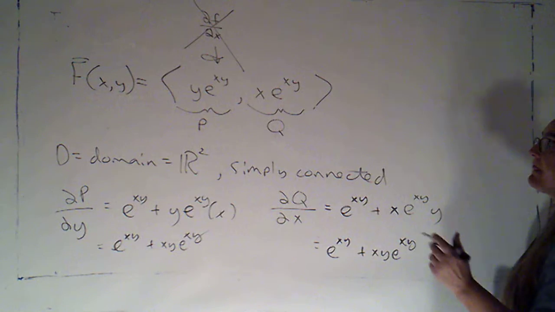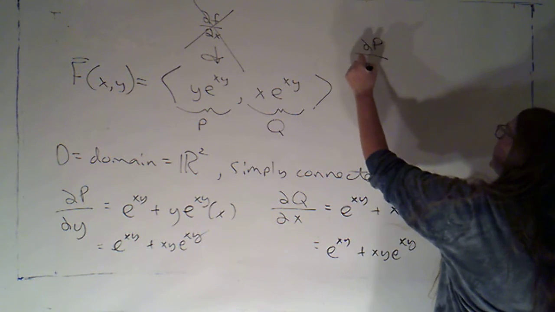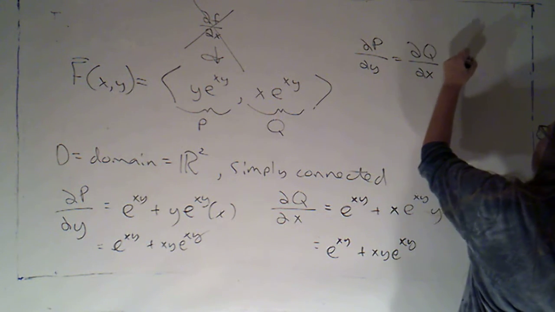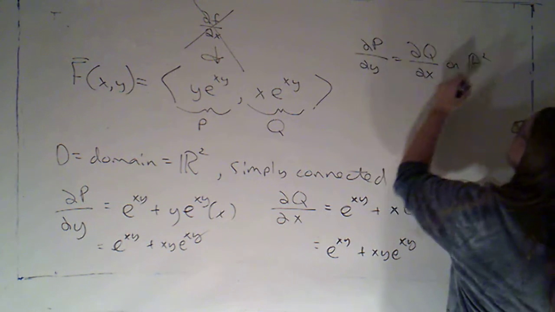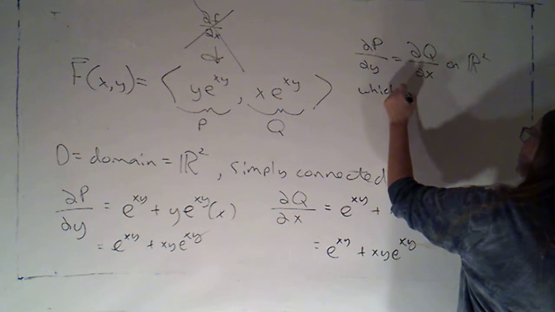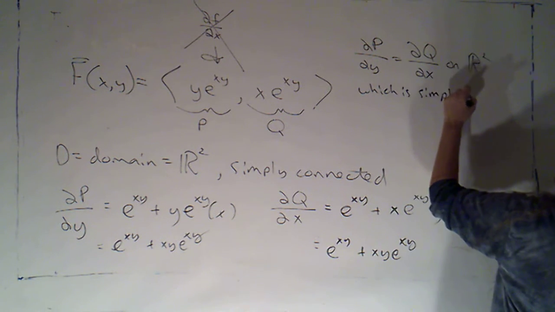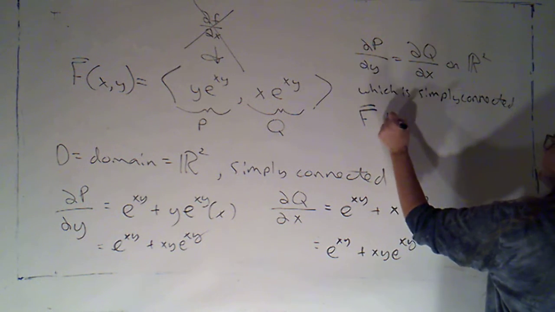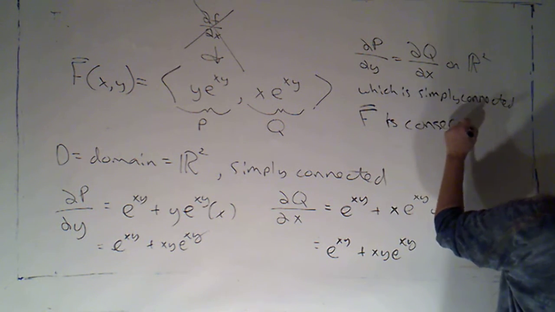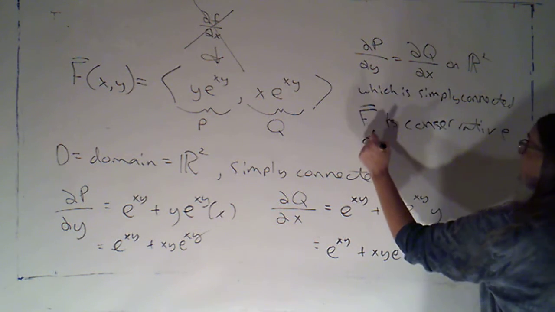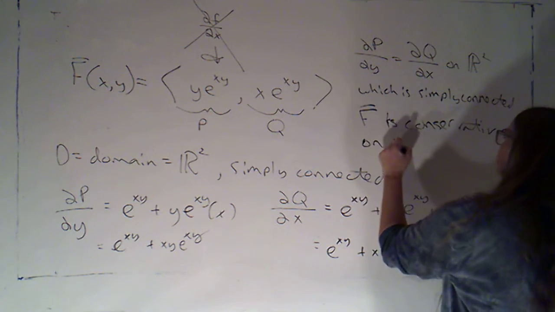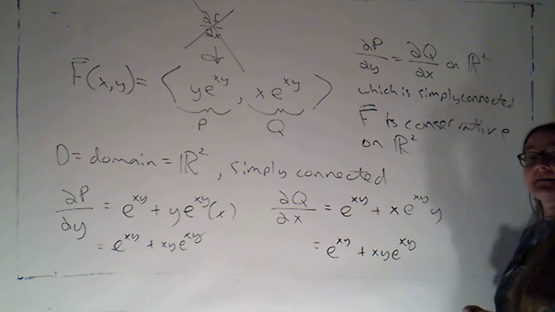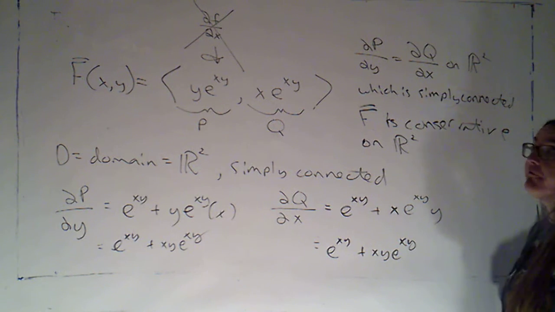Oh my goodness, they're the same. So I can say the partial of p with respect to y equals the partial of q with respect to x on R2, which is simply connected. F is conservative, and that would be true on all of R2. So it's conservative everywhere. I know now that there exists a potential function for f.